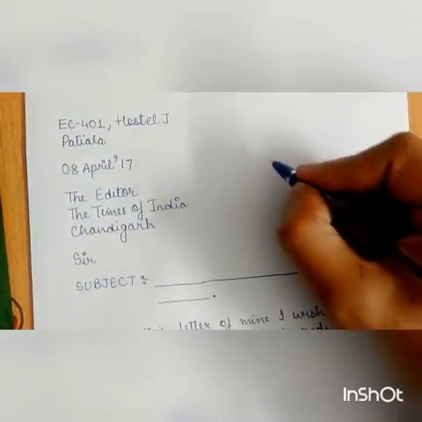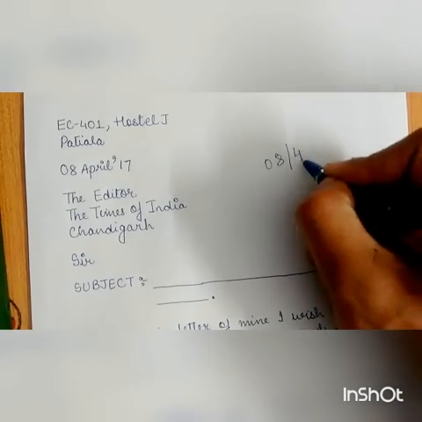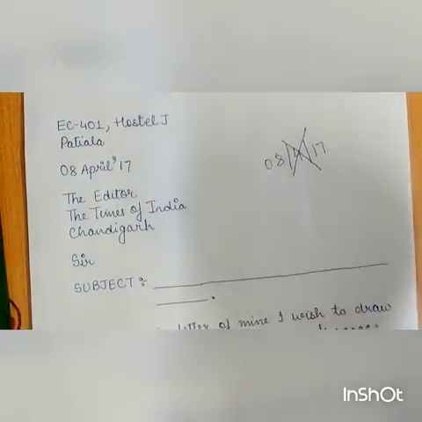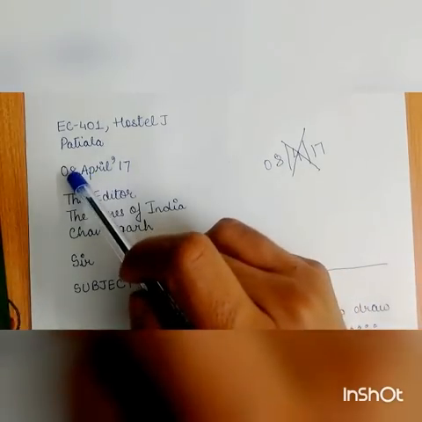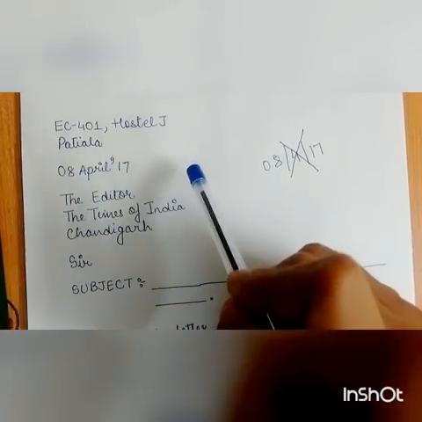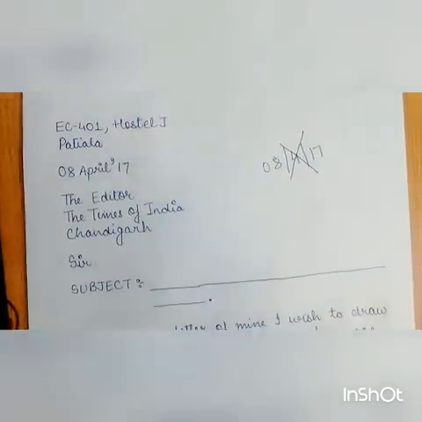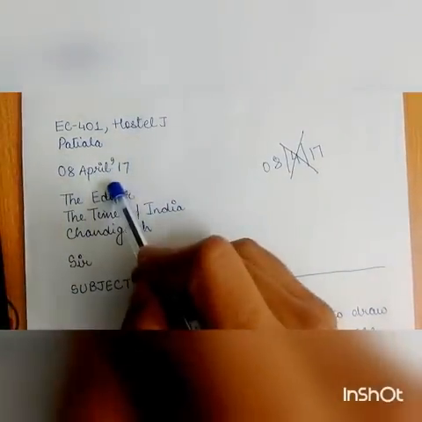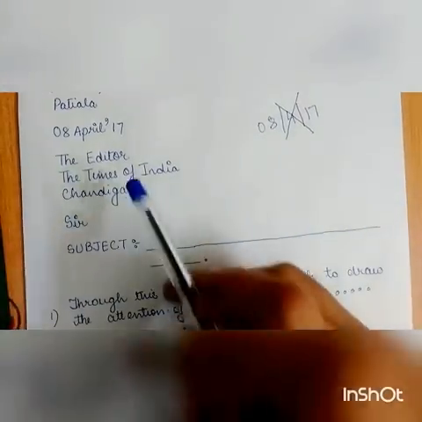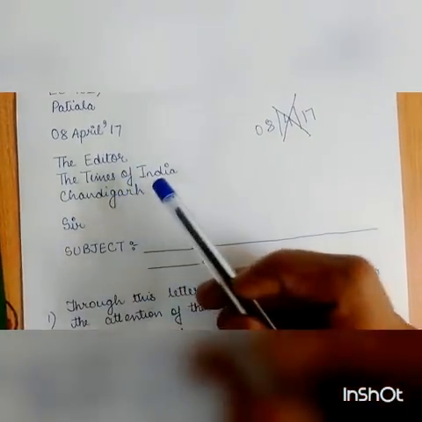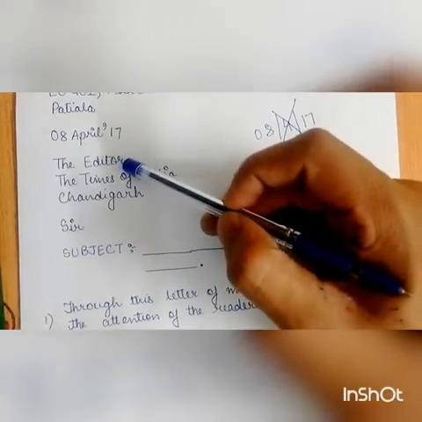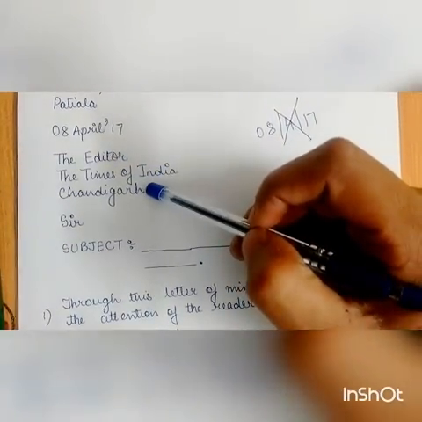Don't put the date like this, 8/4 or 17. This is not the correct form of putting the date. Instead write this way, 8 April, 17, or you can write 2017. If the month name is very long like August, you can simply write AUG. Clear? After writing the date, leave a line and write the receiver's address. Like I am writing a letter to the editor, so the receiver's address is the Editor, the Times of India, Chandigarh.